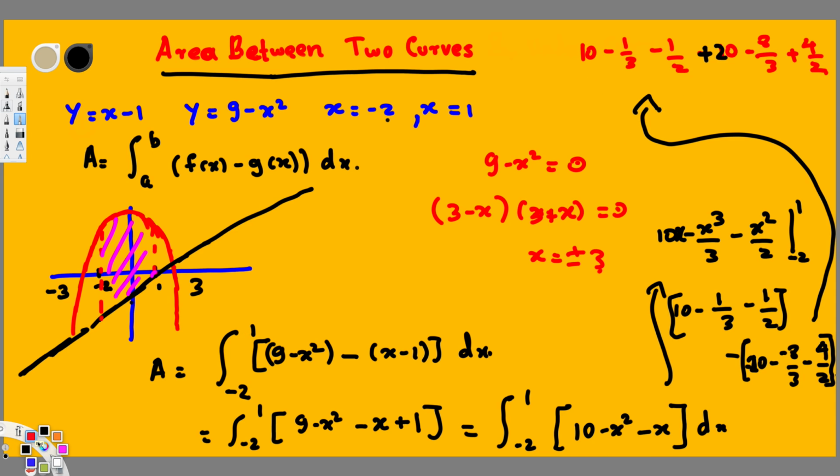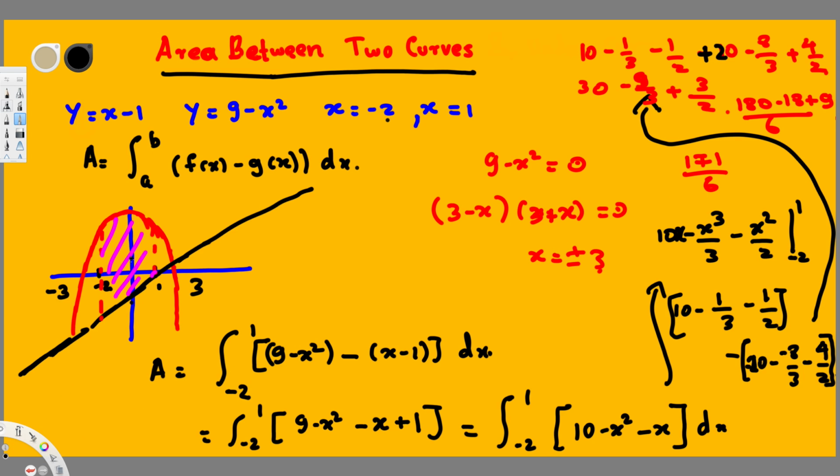Now let's add this together. Here we are going to have positive 20 plus 10. That's going to give us positive 30, right? And negative 1 over 3 minus 8 over 3 gives us minus 9 over 3. And minus 1 over 2 plus 4 over 2 gives us plus 3 over 2. Now if we take 6 as our common denominator, this is going to be 180 right here. And this is multiplied by 2, that's going to give us 18. And this is multiplied by 3, that's going to give us 9. So negative 18 plus 9 is going to be negative 9. Negative 9 plus 180 is going to be 171. So 171 over 6 is going to be the final answer.